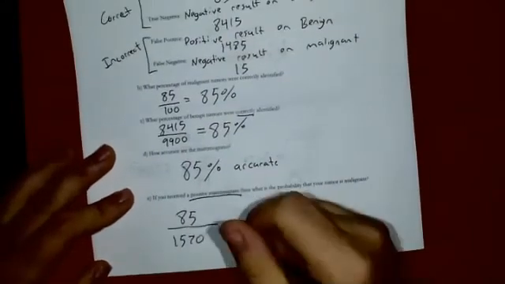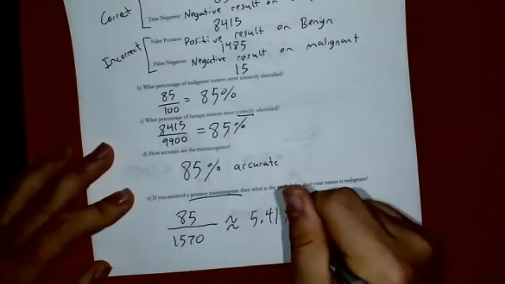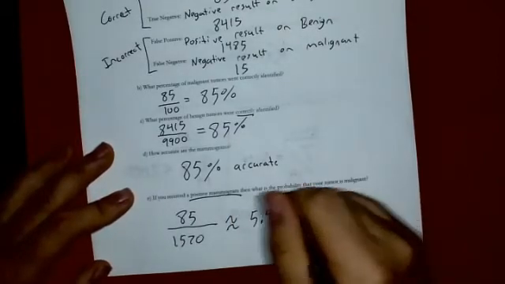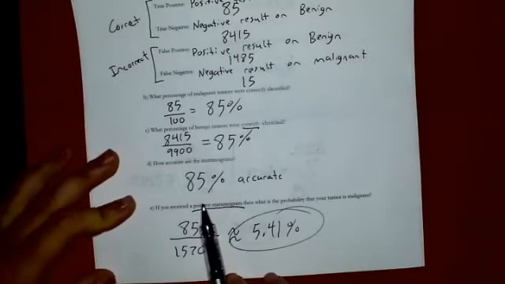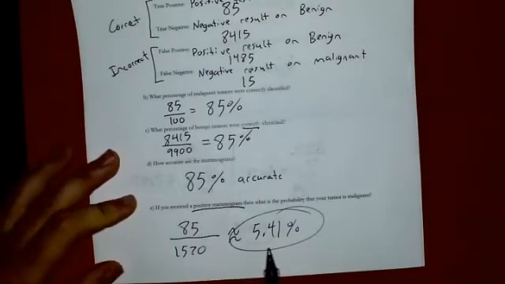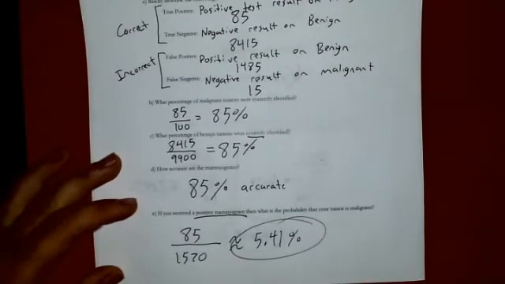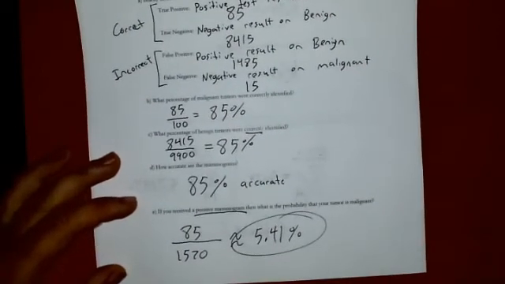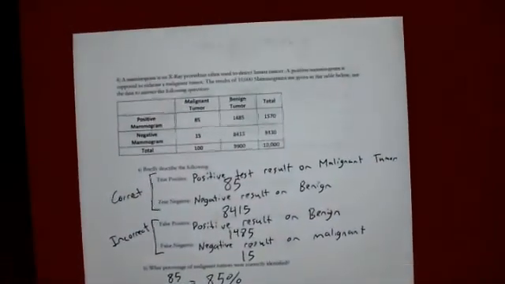So that tells us that's approximately 5.41%, at least according to this data. So the test is 85% accurate according to this data, but that results in you having a 5% probability of actually having a malignant tumor should you test positive. Why? This can't be right. Something's wrong here.